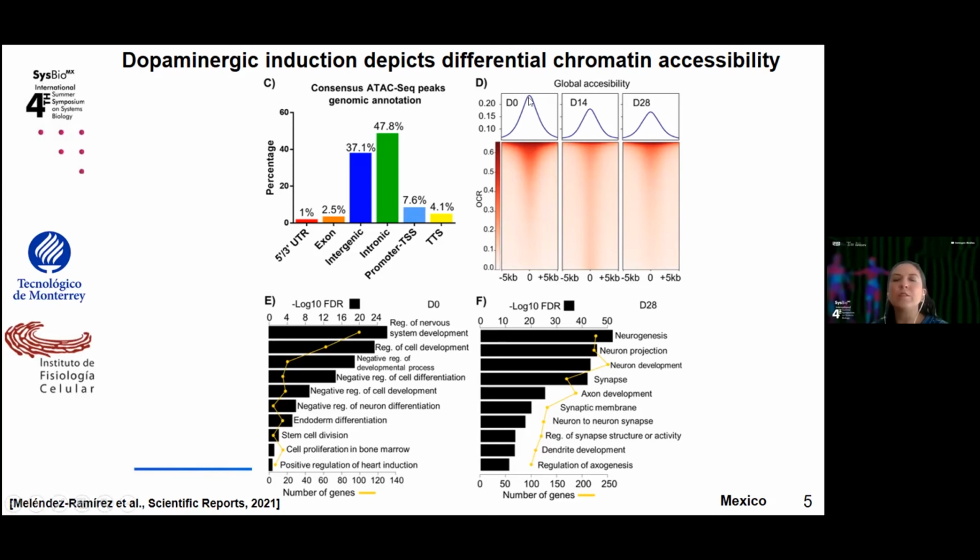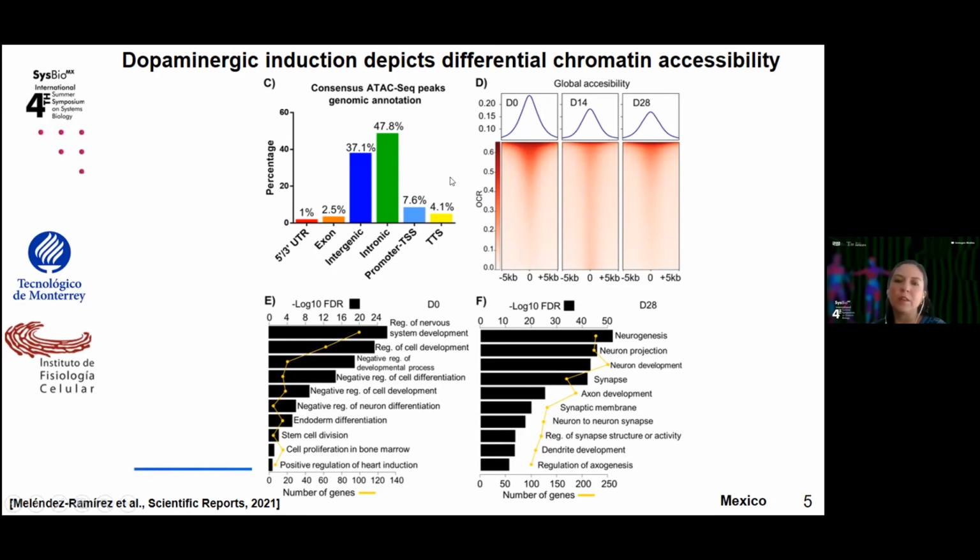So when a cell is pluripotent, it has many possible roads. It can become a neuron, it can become an astrocyte, a microglia, an endothelial cell. There are many possibilities. That's why the chromatin is open. And as the cell starts differentiating, it starts narrowing down the possible paths that it can turn into. And that's why we see closing of these chromatin regions.